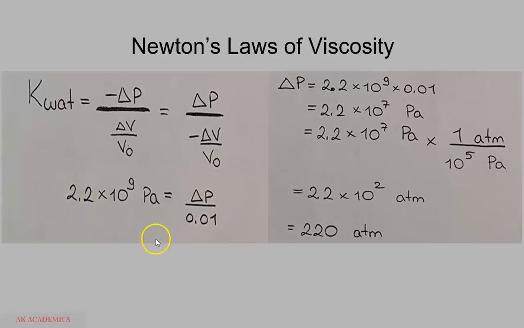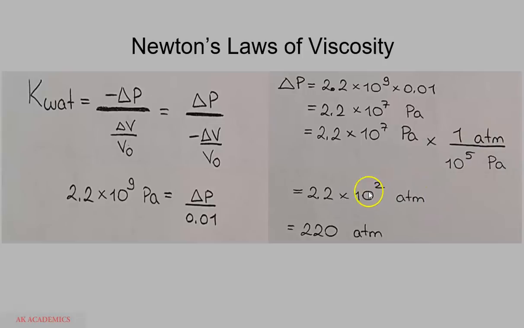Okay, so we have this expression here. If we rearrange these or just make delta P the subject of the formula, because that's exactly what we're looking for, and that's the only thing missing here, you just cross multiply, and then you have your delta P is equal to this multiplied by this, and then you come up with 2.2 times 10 raised to the power 7 Pascal. If you are going to convert these to atmosphere, you just multiply this by 1 atmosphere divided by 10 raised to the power 5 Pascal, and that gives us 220 atmosphere at the end of the day. Pay attention to how we made all of these conversions.